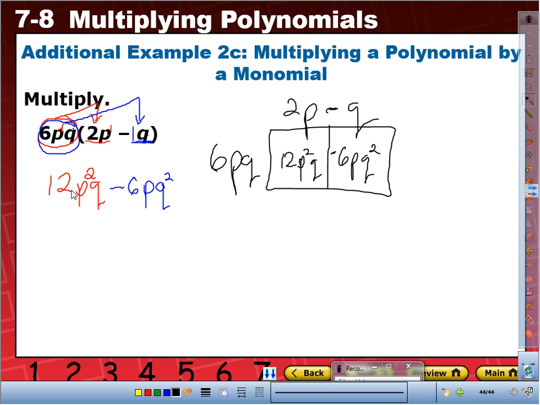Now look at them. Can we combine anything here? Remember, to combine, they need to have the exact same variable with the exact same exponents. So do they have the exact same variables? Yes. But do they have the exact same exponents? No. So we're done.